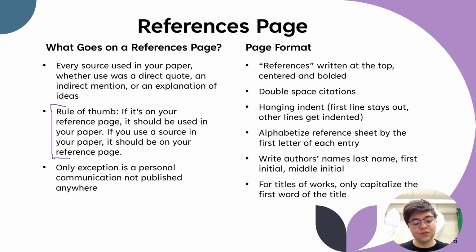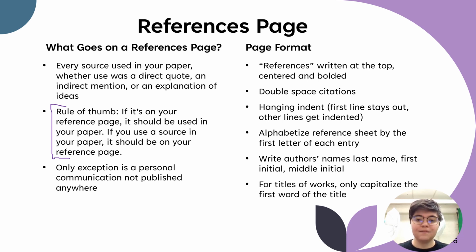with no published transcript. Your reference page should have references written at the top, centered and bolded. Double space citations and put your references in alphabetical order by the first letter of the entry. Usually that first letter will be the last name of the first author. You will also need to add a hanging indent, which means the first line of each reference sticks out and the rest of the lines get that indent.